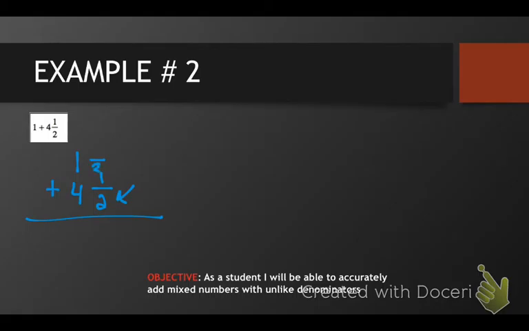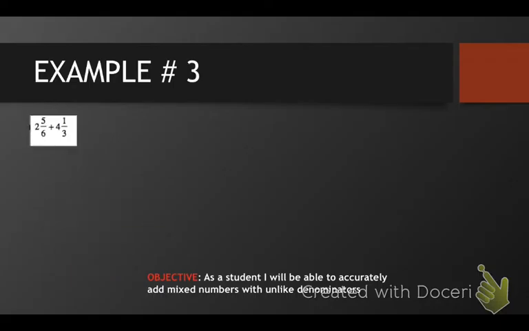But how many 2's did we have? Well, we had 0. 0 2's plus 1 2 is just 1 2, or 1/2. Okay? And 4 plus 1 is 5. And that's our answer. It's already simplified. So that's just 5 1/2. That one's an easy one.